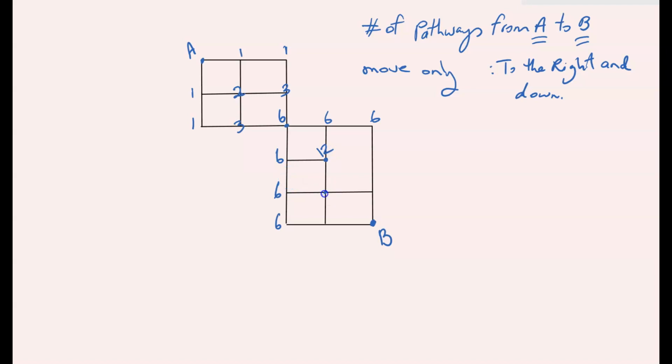In between there is 18, because 12 this way, 6 this way. And to this point right there, we have 24, 6 plus 18. I think I got that right.